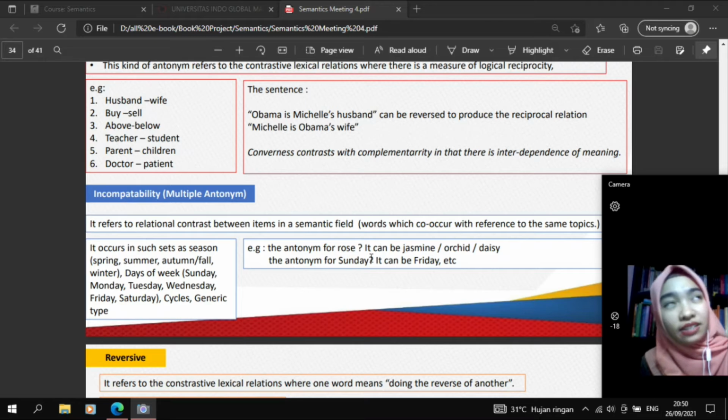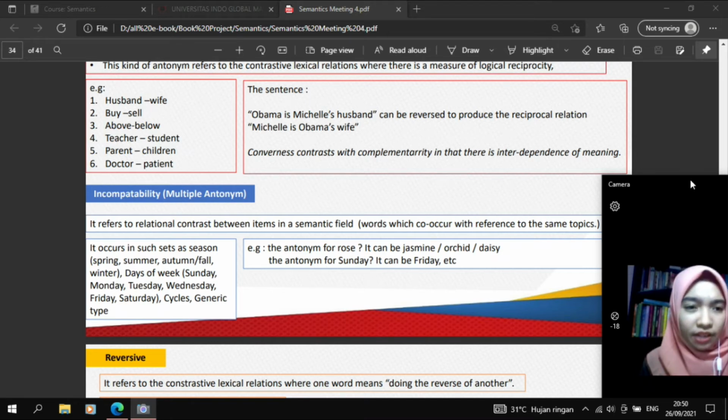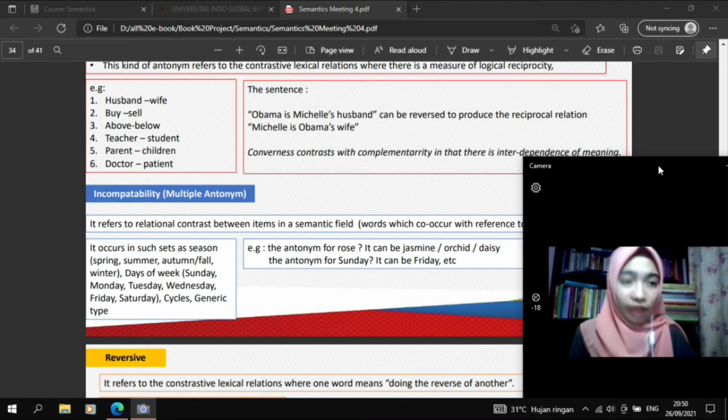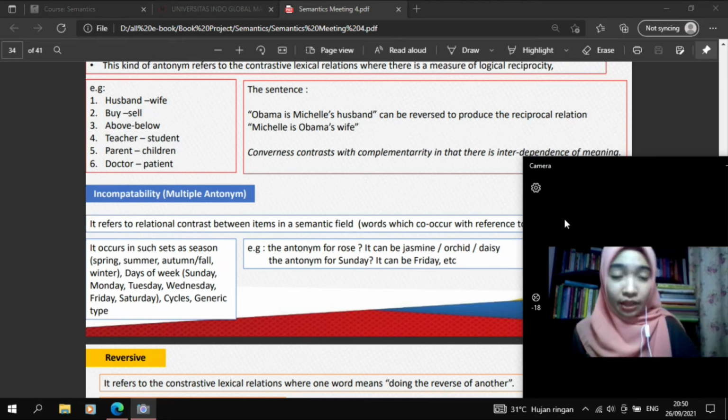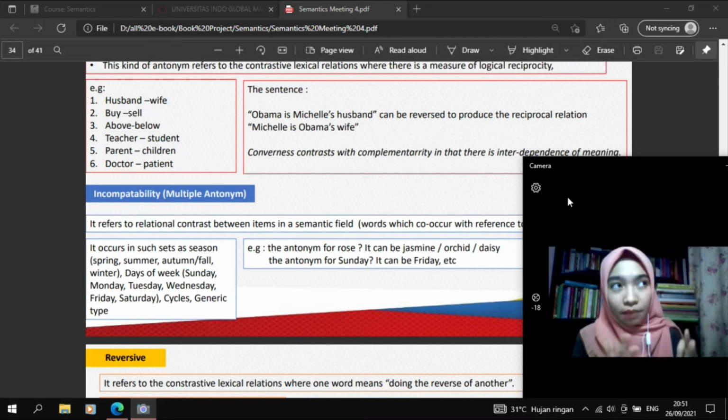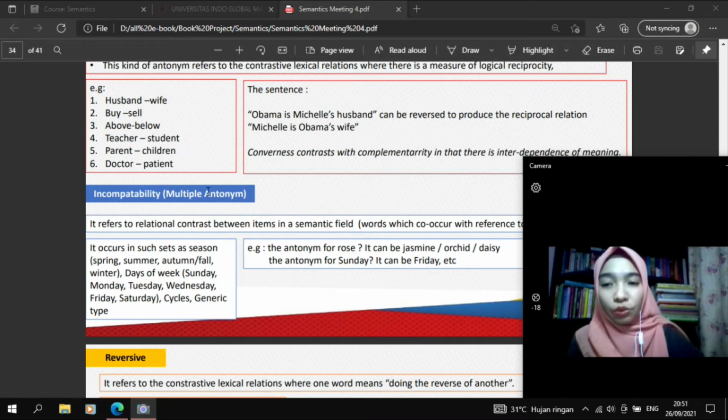Or for another example, what is the antonym for summer? Oh, the antonym for summer is winter? No. If I want to say the antonym for summer is fall, or the antonym for winter is spring, am I wrong? No, I'm not wrong, because I have multiple answers for the antonym of summer. It can be winter, it can be fall, or it can be autumn. So that's what we call multiple antonym. Okay.